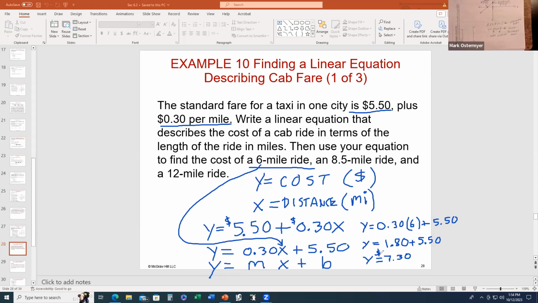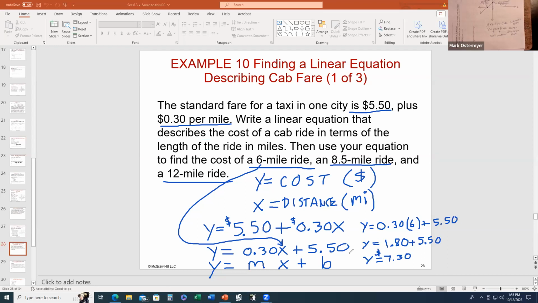Everybody see how we did that there? And then you could use that linear equation to predict how much you're going to owe for an 8.5 mile ride by replacing X with 8.5, multiplying it by 0.3 and adding $5.50. And how much is it going to cost for a 12 mile ride by replacing X with 12, multiplying that by 0.30 and adding 5.50. Okay.